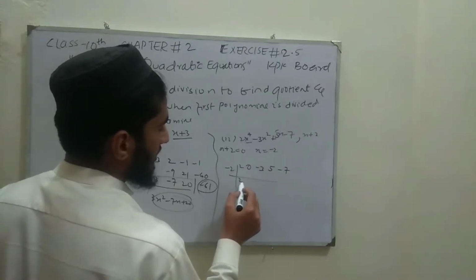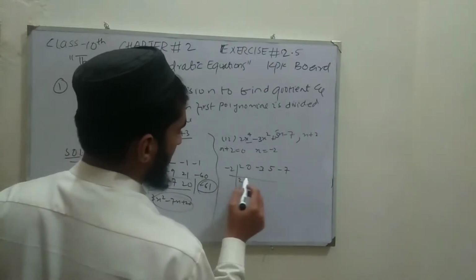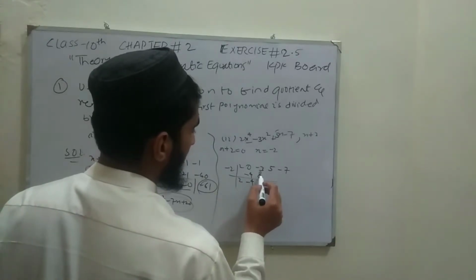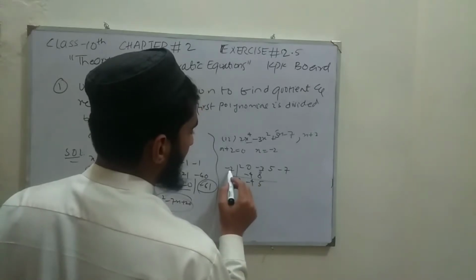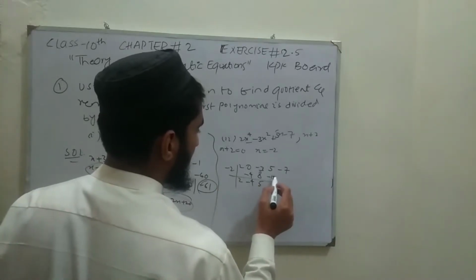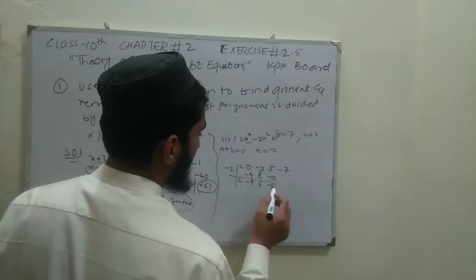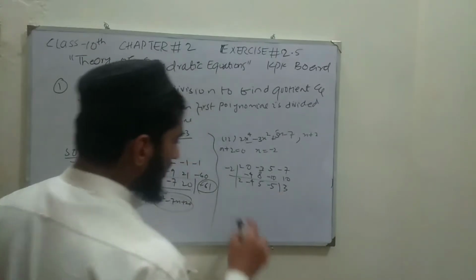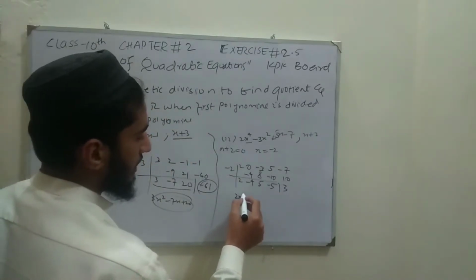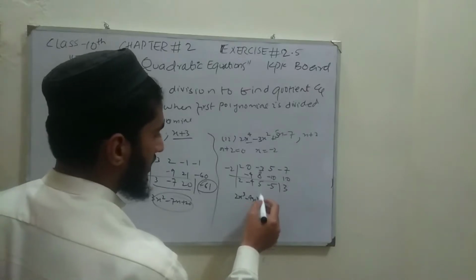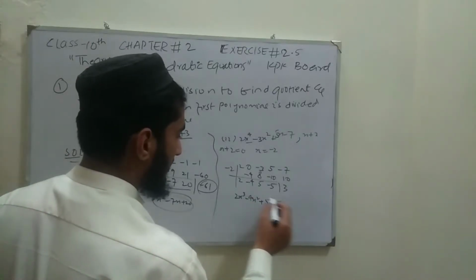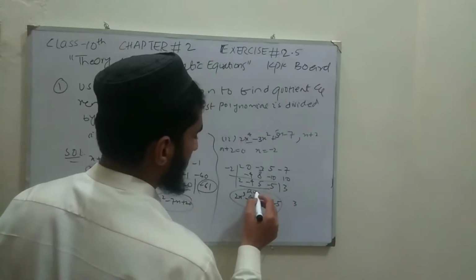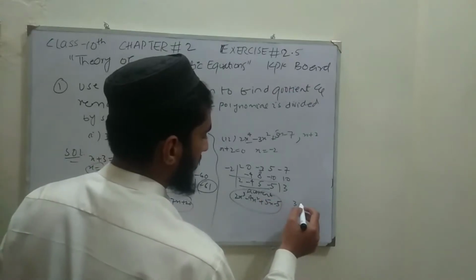2 will come down here. Multiply minus 2 with 2, it gives us minus 4. 0 minus 4 gives us minus 4. Multiply minus 2 with minus 4, it gives us 8. 8 minus 3 gives us 5. Multiply minus 2 with 5, it gives us minus 10. 5 minus 10 gives us minus 5. Multiply minus 2 with minus 5, it gives us 10. 10 minus 7 gives us 3. We can write this as 2x cubed minus 4x squared plus 5x minus 5. This is our quotient, and 3 is actually our remainder.